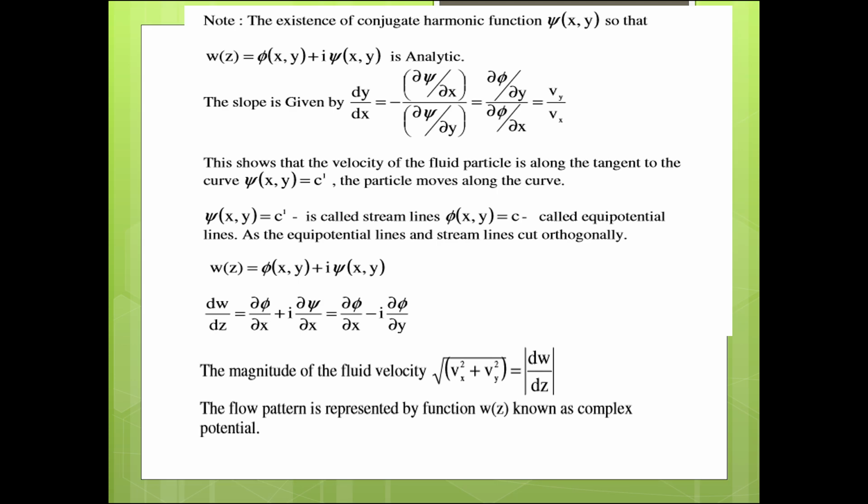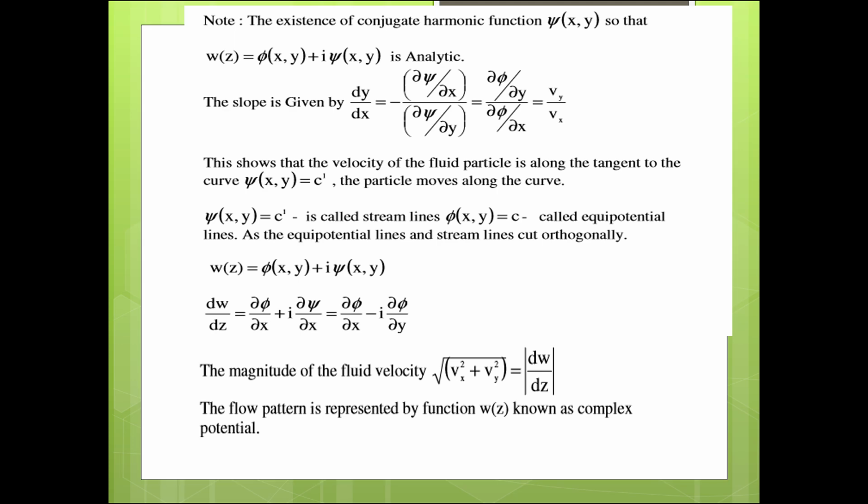Note the existence of a conjugate harmonic function ψ(x, y), so that w(z) = φ(x, y) + i ψ(x, y) is analytic. The slope of the given equation, dy/dx, is also equal to ∂ψ/∂x divided by ∂φ/∂y, that is also equal to minus ∂φ/∂y divided by ∂ψ/∂x, that is Vy by Vx. This shows that the velocity of the fluid particle is along the tangent to the curve ψ(x, y) = c. The particle moves along the curve.